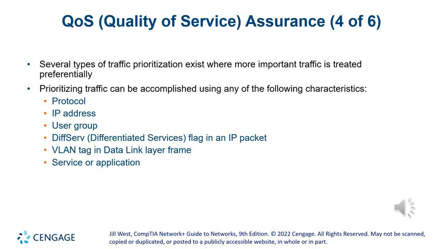The VLAN tag, which is a layer 2 mechanism, then you can say, okay, this VLAN has more priority than some other VLAN. So you have your voice VLAN, your data VLAN, so you prioritize your voice VLAN. Cisco has a mechanism to identify or assign a VLAN that is for voice, so it will treat all that traffic differently from the data. So you have a data VLAN and a voice VLAN. Or a service or application.